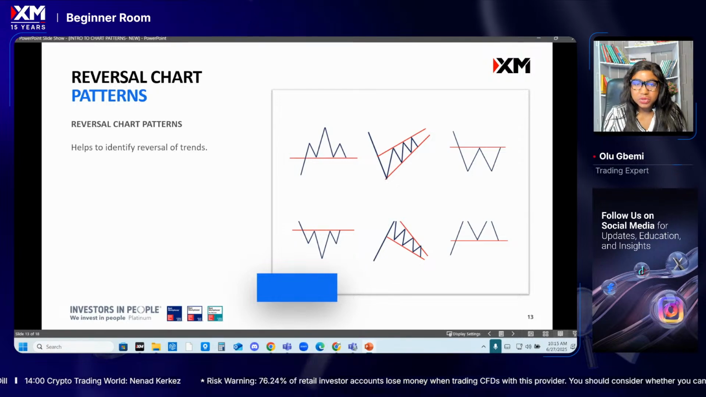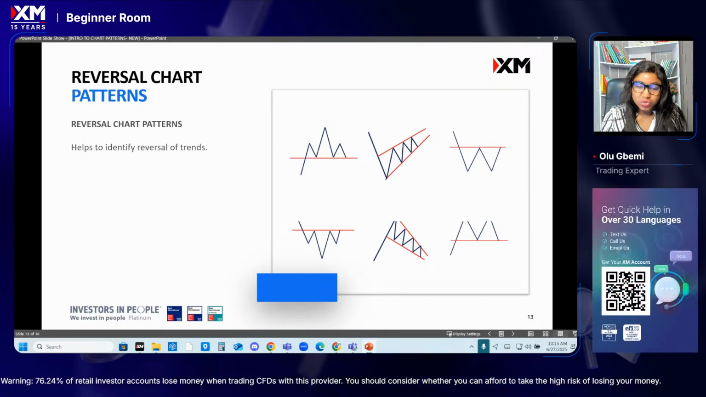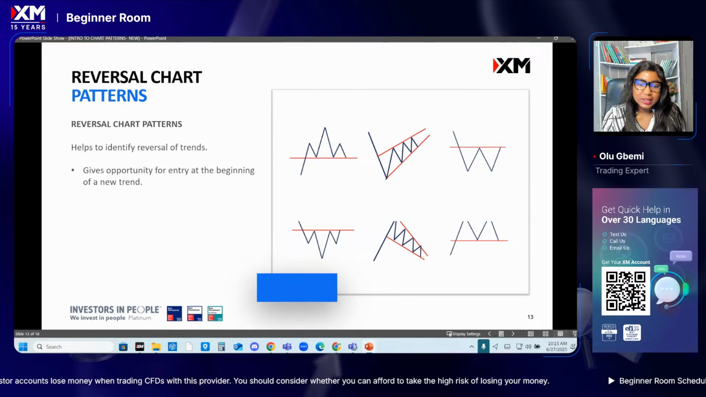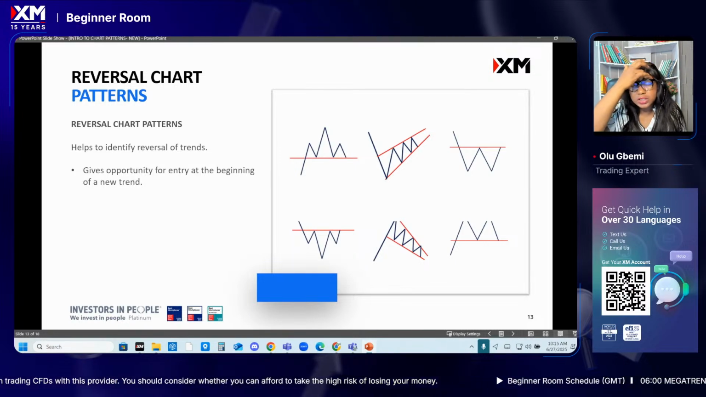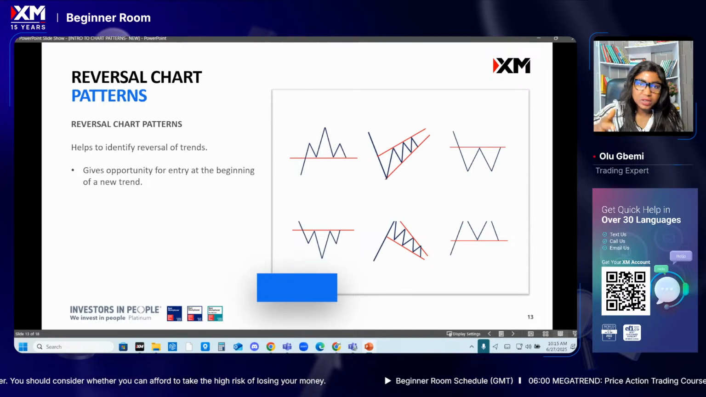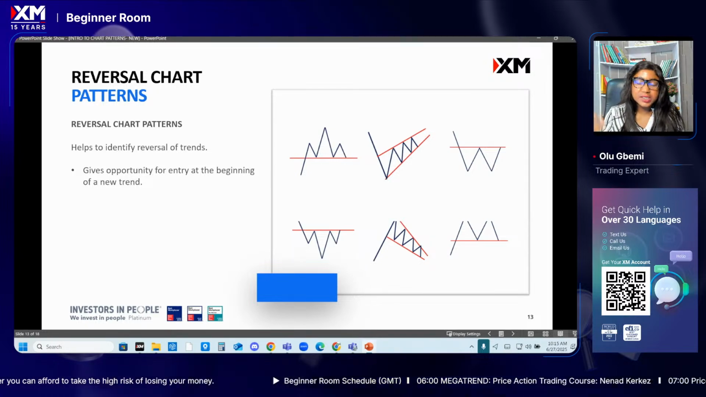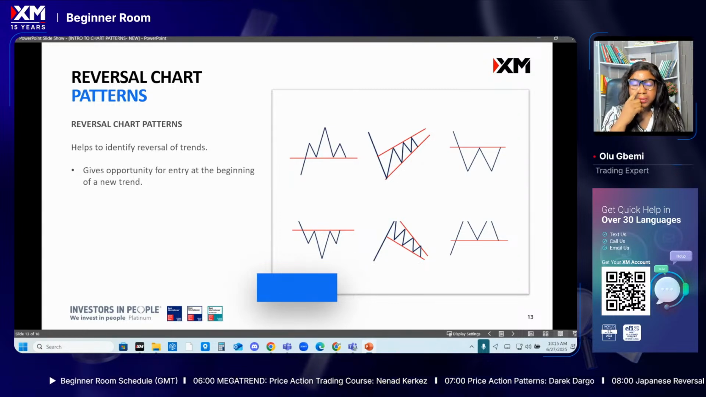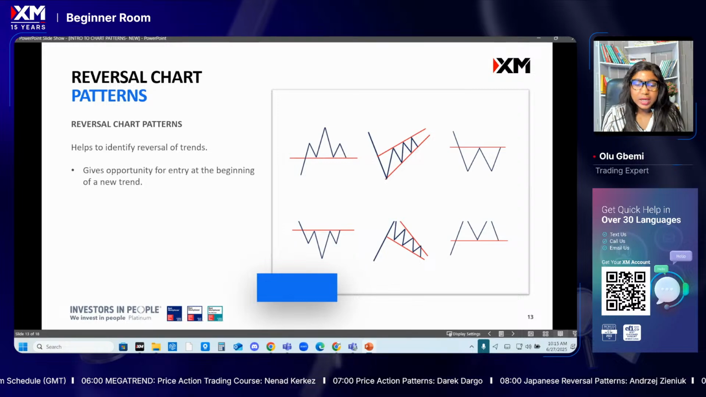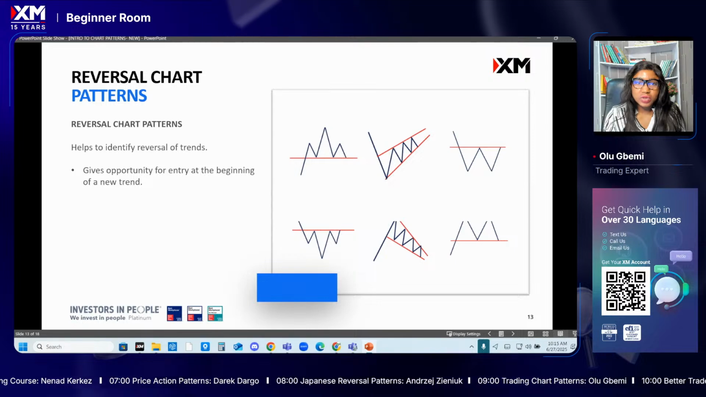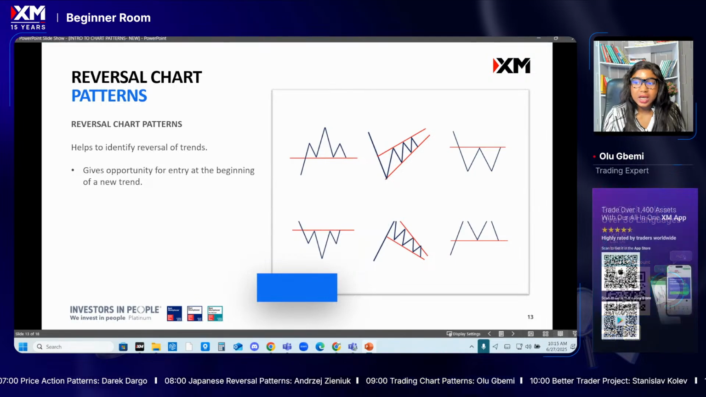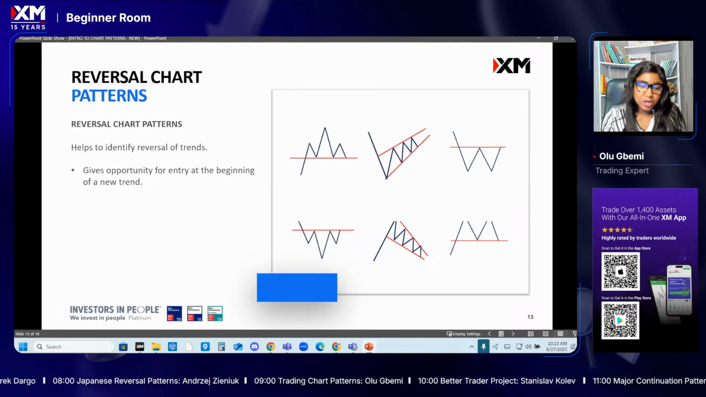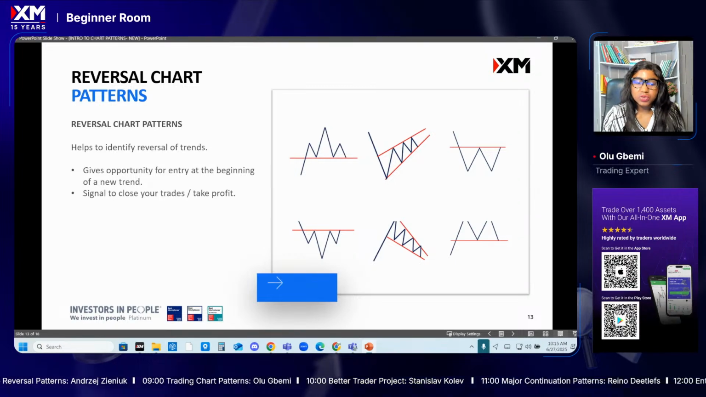That helps you to know that this trend is changing, basically helping you to join the trend at the beginning of a new trend. So when a new trend is beginning, maybe we've been in a downtrend for quite a long while, and then price is now ready to start taking an upward direction. When you are able to identify a reversal pattern there, and you enter at that time, that can help you identify the opportunity to enter when a new trend is beginning, and then you can hold on to the trade for longer. It also can signal for you to close your trade and take profit.